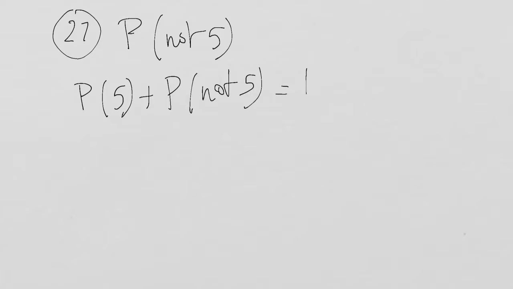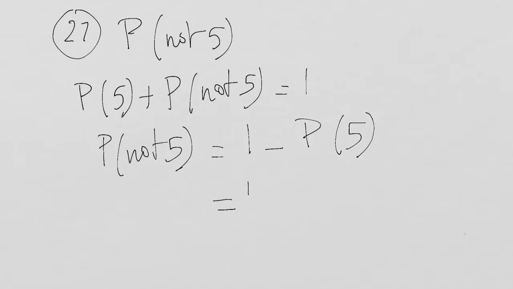Now, if I take a look at problem number 27, which is finding the probability to not have a 5, you should remember that the probability to have a 5 plus the probability to not have a 5 is equal to 1. So the probability to not have a 5 is equal to 1 minus the probability to have a 5. In that case, we get 1 minus 1 over 13, and the answer is 12 over 13.